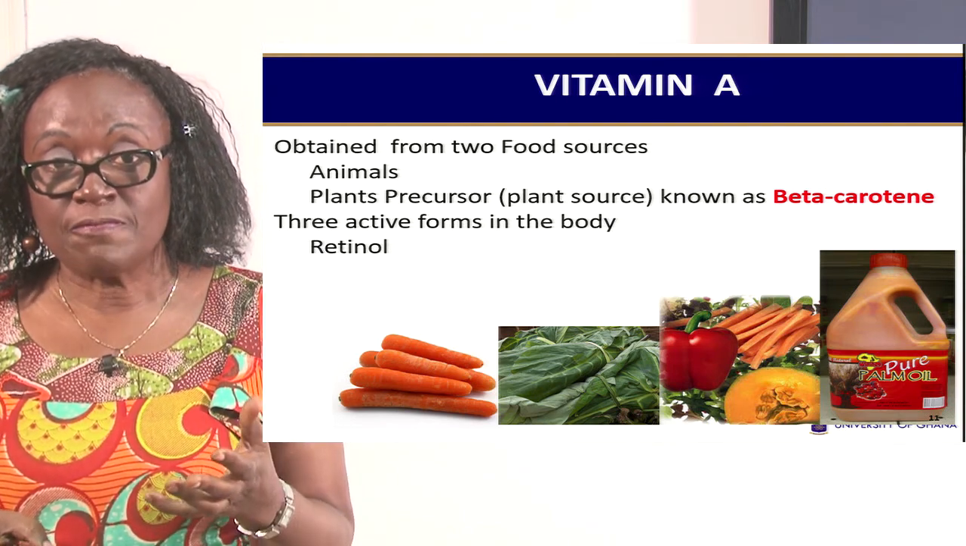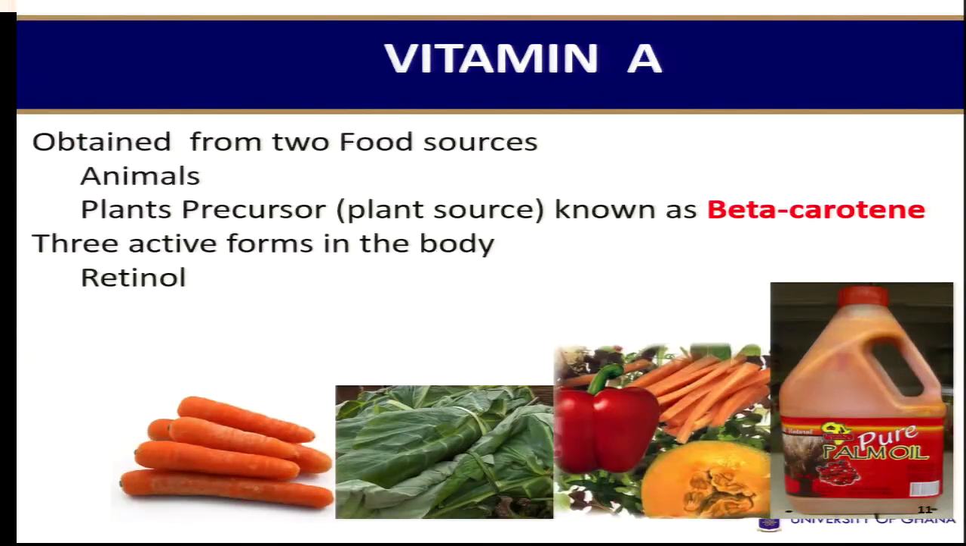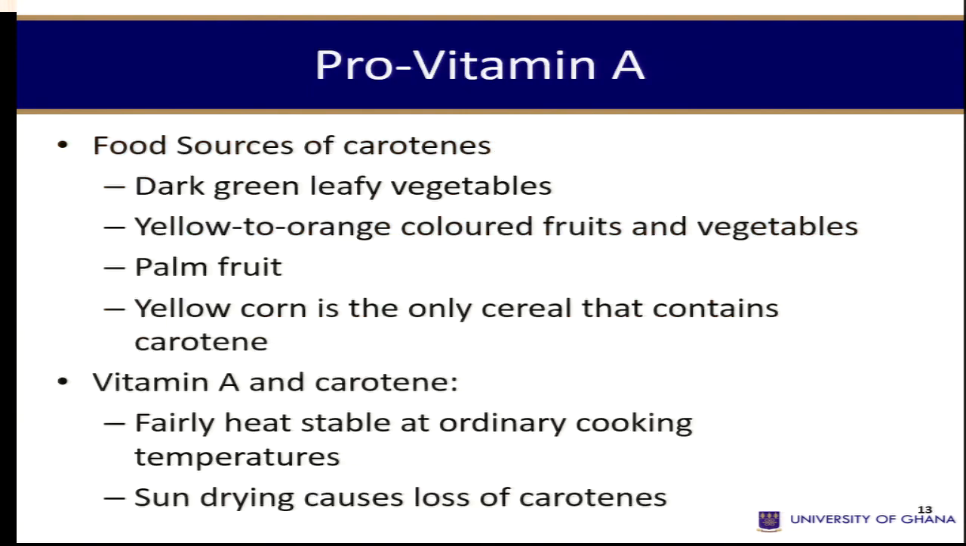So we need to encourage people to eat our colored fruits and vegetables so that they can get the vitamin. Found in animal foods I've mentioned, but that is not our major source. Plant sources are our major food source. Dark green leafy vegetables, wonderful. Colored fruits, wonderful, but it is affected.